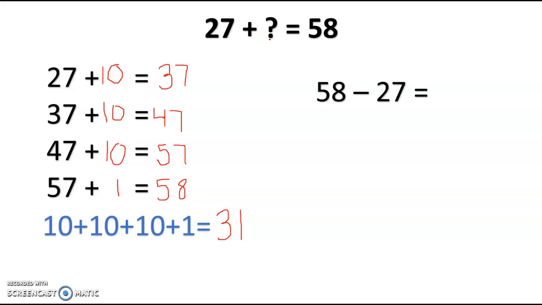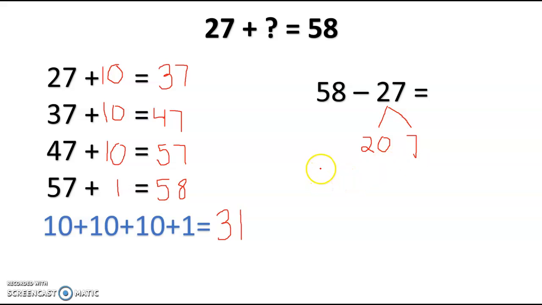Let's try subtraction. Now I know that it's a little bit difficult to do 58 minus 27, but I can break this 27 up into easier numbers. Let's break it into tens and ones. So 58 minus 20 and 58 minus 7.